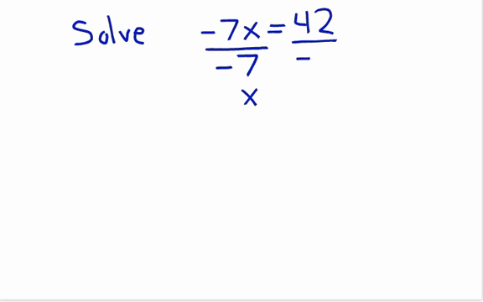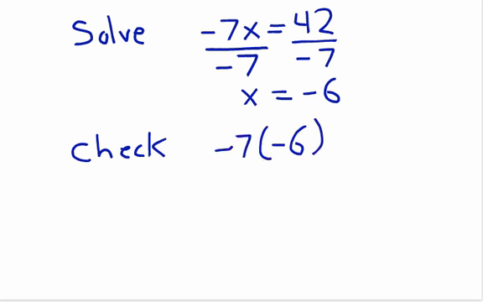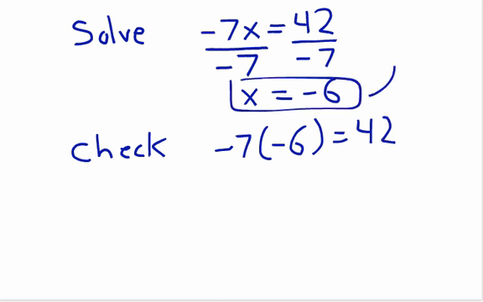And you have to make sure you do the same thing to the other side. 42 divided by negative 7 is negative 6. x equals negative 6. Then, of course, it's always a good idea to check your answer. So we get negative 7 times negative 6 equals 42, because we're just plugging this into our equation. Negative 7 times negative 6 is 42. 42 equals 42, so we know we got the right answer.